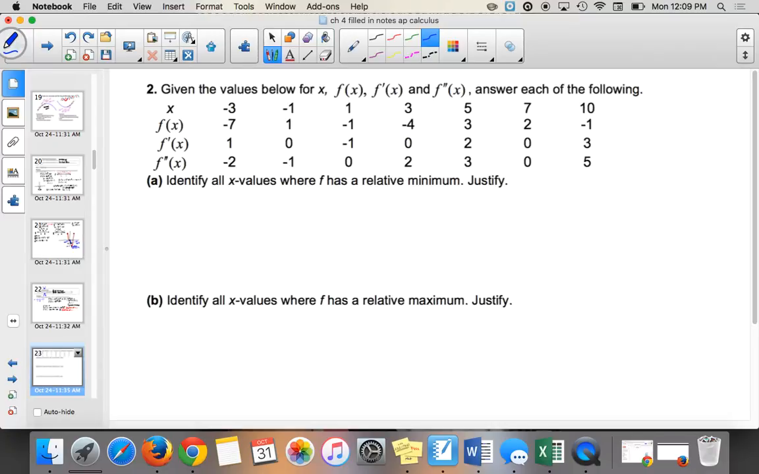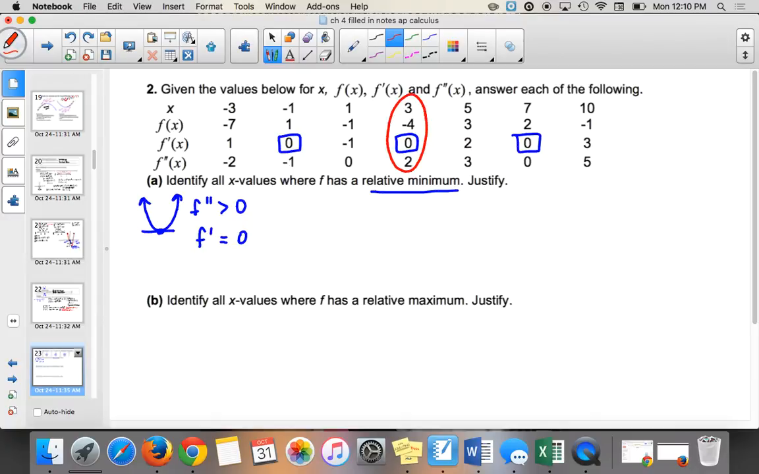So identify all values where f has a relative minimum. So relative minimum, what do we need? We need f double prime to be what? Here's what a minimum looks like. F double prime has to be greater than 0. F prime has to be equal to 0. Okay, so let's look for it. So f prime is going to be 0, so here, here, and here. And then f double prime has to be greater than 0, so it's only happening there. Do you guys see it?